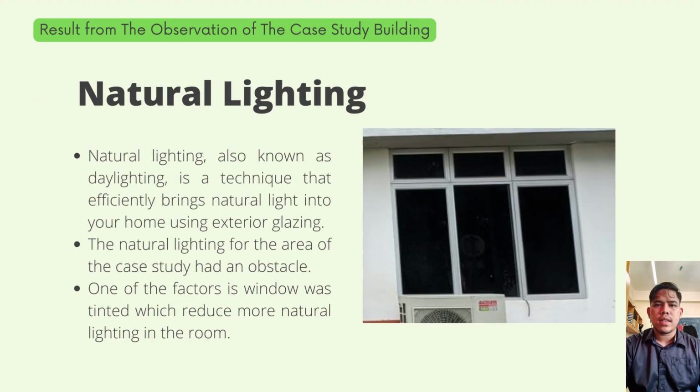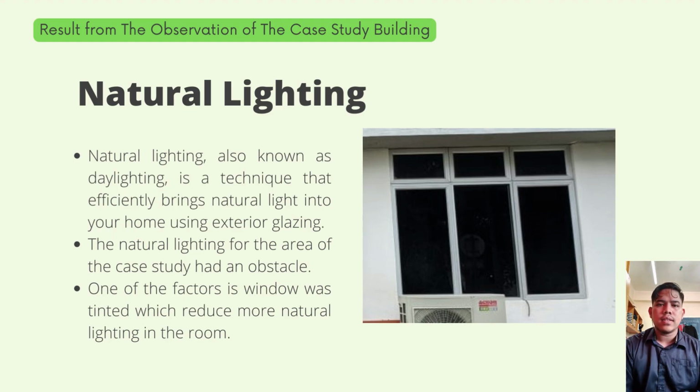Okay, third is natural lighting. Natural lighting, also known as daylight, is a technique that efficiently brings natural light into your home using glazing. So, it uses less artificial light and less energy. There is evidence to suggest that natural illumination improves the health and comfort of building inhabitants.